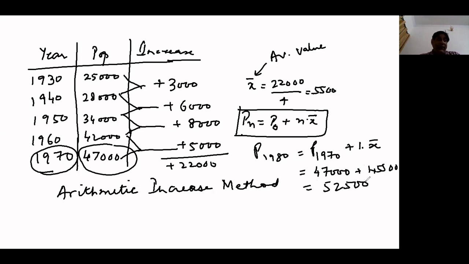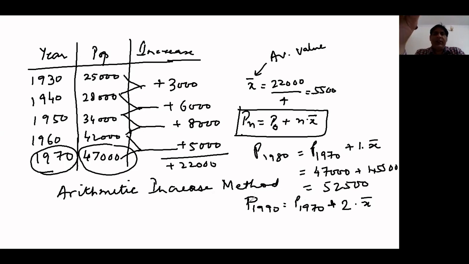Now, if I ask what would be the value of population in 1990, it would again be the population of 1970 plus n into x bar. Now n becomes 2 out here, and so on. We go on calculating the population by this method. It is a very simple method, and it just shows the arithmetic increase part, that the population is increasing at a simple rate of 5,500 individuals per decade.